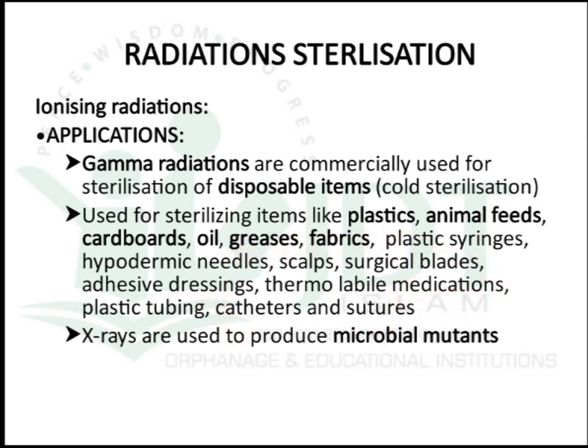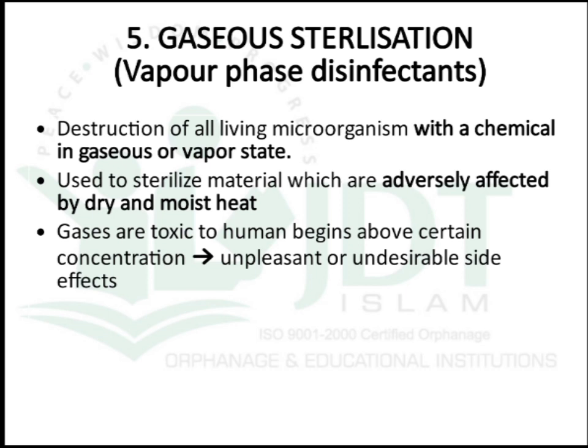X-rays are used to produce bacterial mutation in biotechnology. Now coming to the next method, gaseous sterilization or vapor phase disinfectants. This is the destruction of all the microorganisms with a chemical in gas or vapor state. It is used to sterilize materials which are adversely affected by dry and moist heat sterilization.